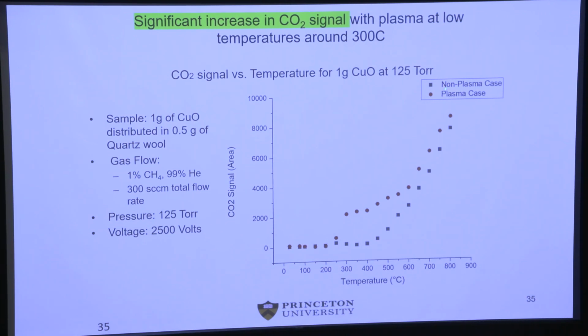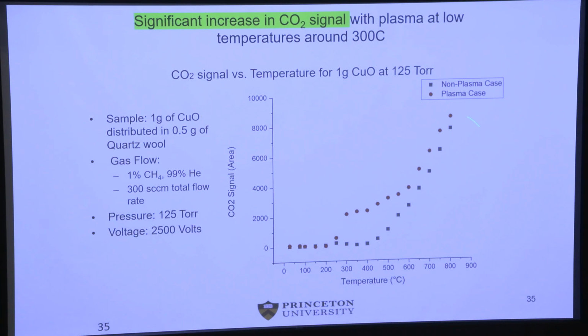The black line is without plasma, just using thermal chemical looping. You can see that you need to heat it to around 400 to 500 Kelvin in order to make anything oxidize to CO2. But if you put in a plasma, you can see that at around 250, you can start to see CO2 formed.